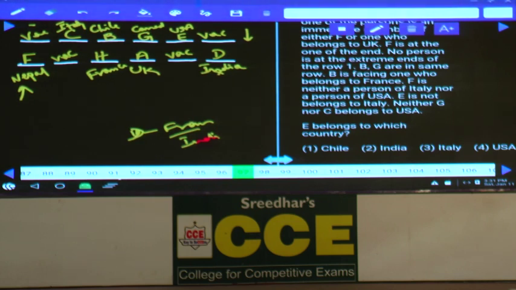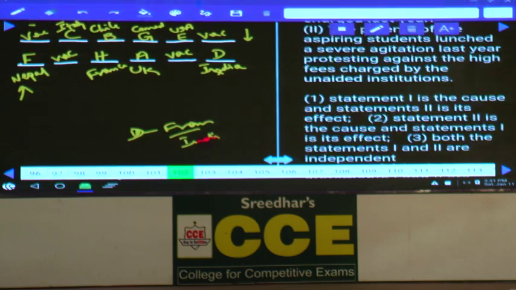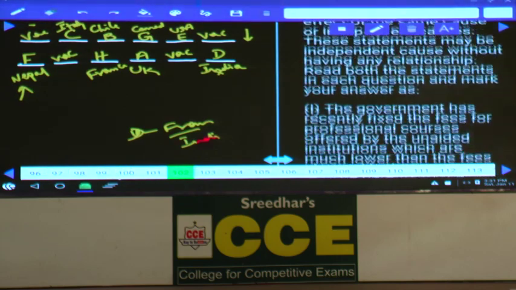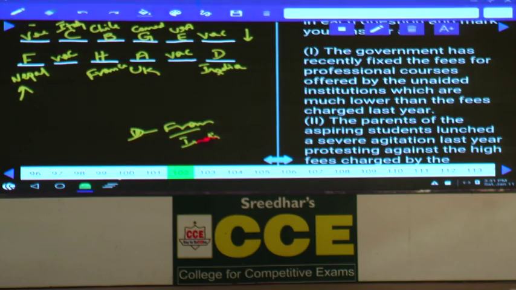Question 102 is based on critical reasoning. Knowing this, what information do we have? The government has recently fixed the fees for professional courses offered by the unaided institutions, which are much lower than the fees charged last year. They have fixed this one, so it comes under a result. Result means it is an effect.